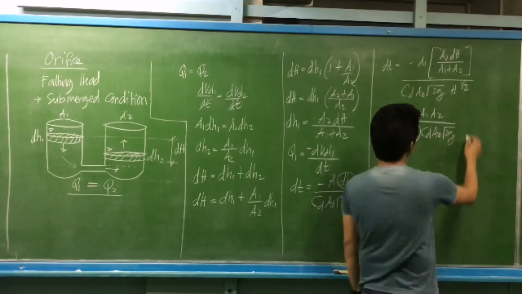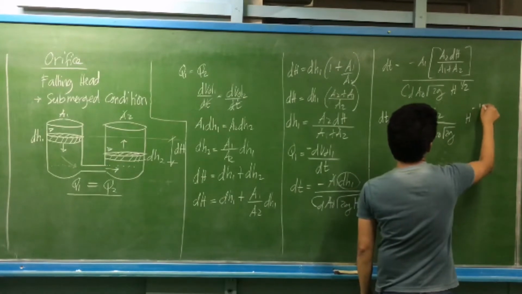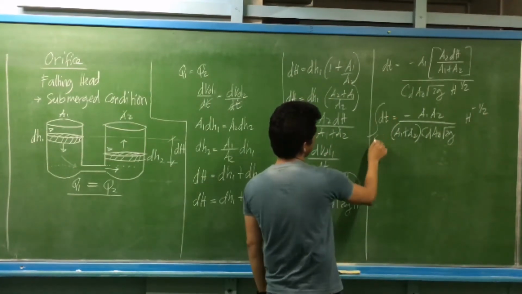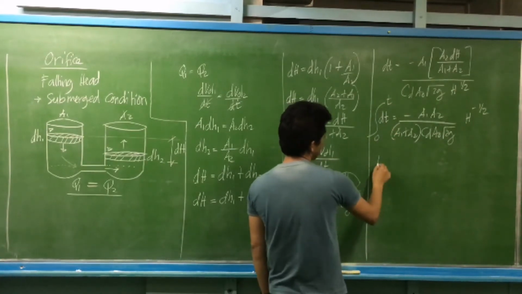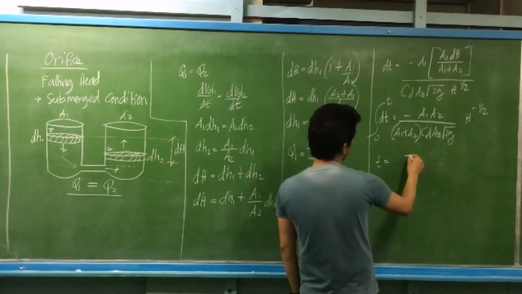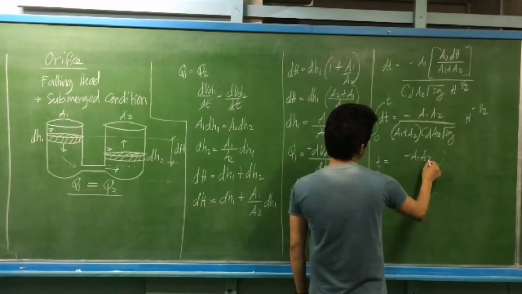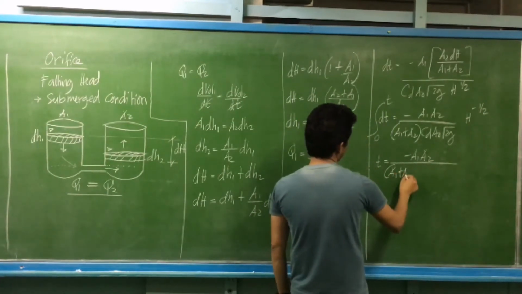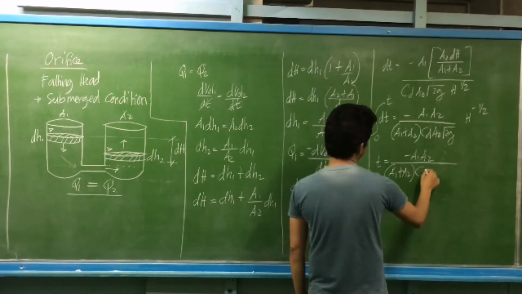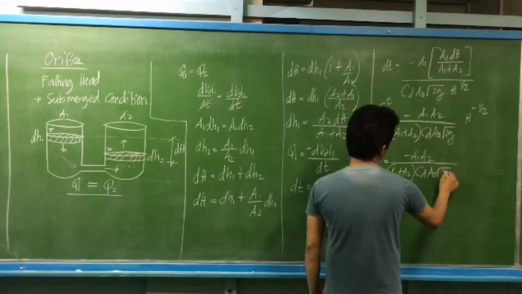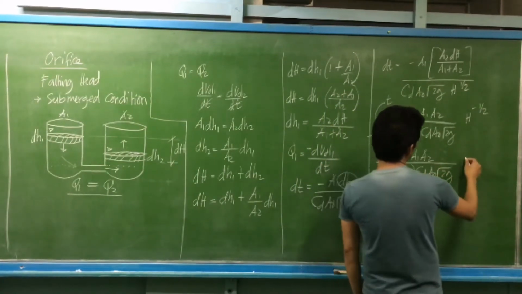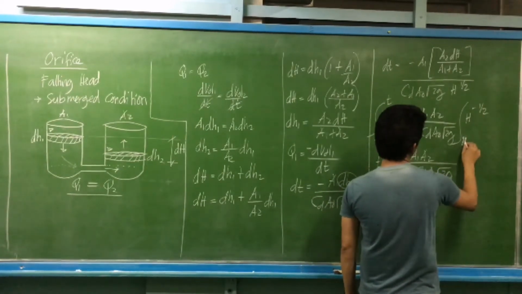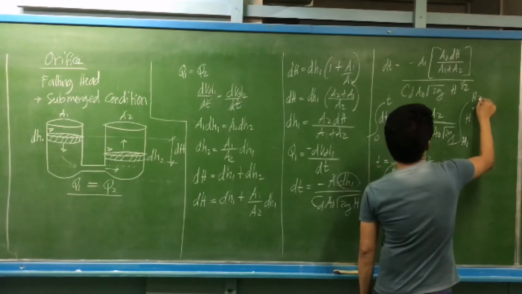Then itataas ko to, that will be h raised to negative 1 half. Then if you are to integrate both sides of the equation, this is from 0 to t, this will be the time equal to negative area 1, area 2, divided by area 1 plus area 2, C sub D, area of the orifice, square root of 2g. This is the integral from h1 to h2, from the initial head to the final head.